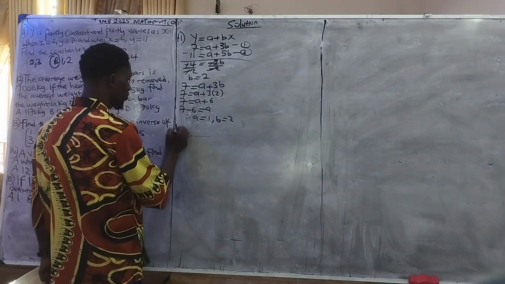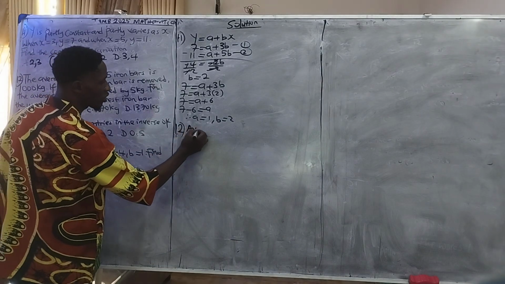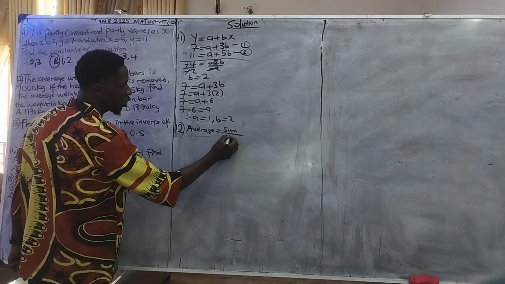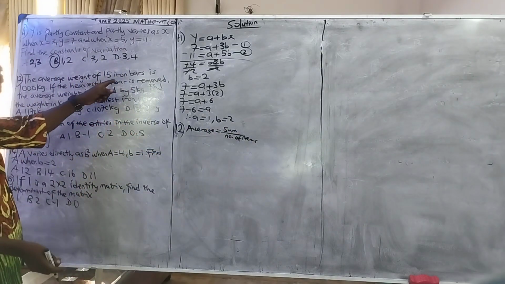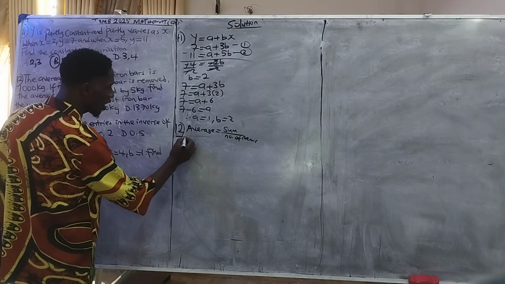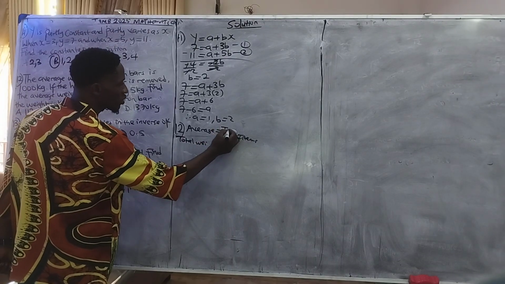We'll go to number 12. The average of something is equal to the sum over the number of the items there, so take note of that. We have the average of 15 iron bars. If the heaviest is removed, so to get the total weight, in this scenario, let's use total weight here.